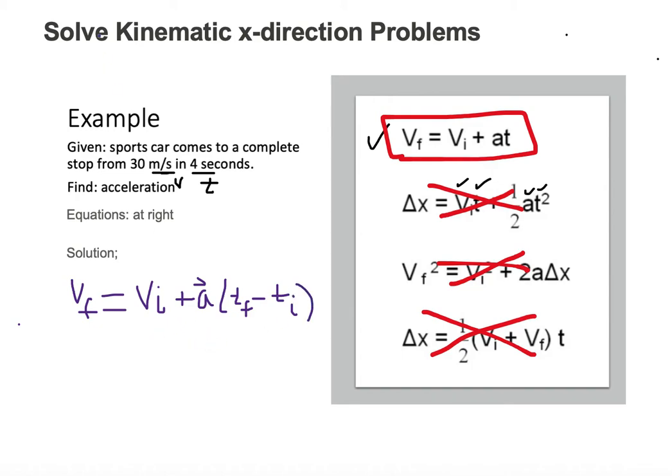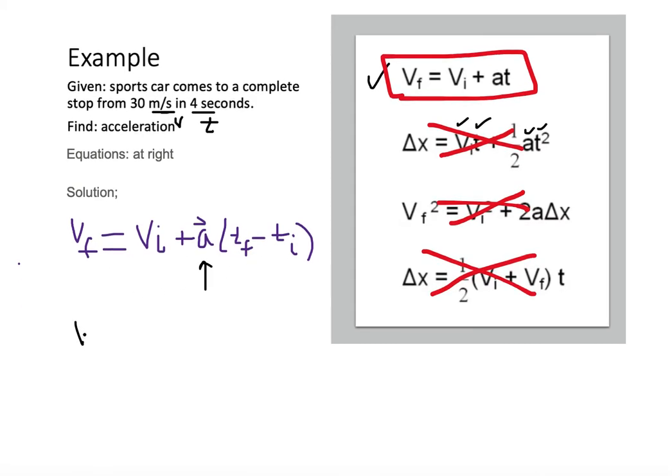We know we're searching for A. So now we've got to find V final, V initial, T final, and T initial. Let's start writing these down. We need a V final. We need a V initial. We need a T final. And we need a T initial. Let's go look and see what we've got. This is where you have to read the question. It says, given a sports car comes to a complete stop.